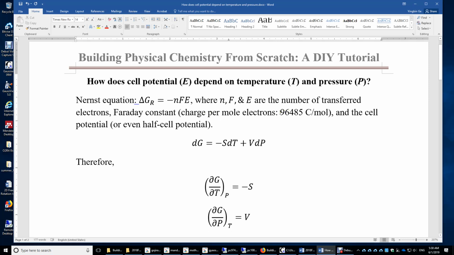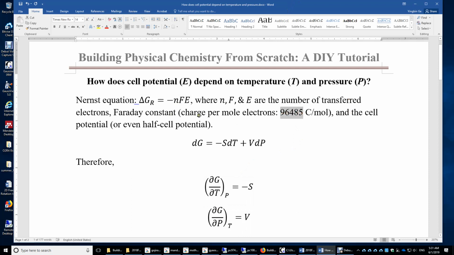The number is 96,485 coulombs per mole. So you can simply multiply the charge of an electron, 1.60218 times 10 to the power of negative 19 coulomb, by the Avogadro constant, and then you will get this number.